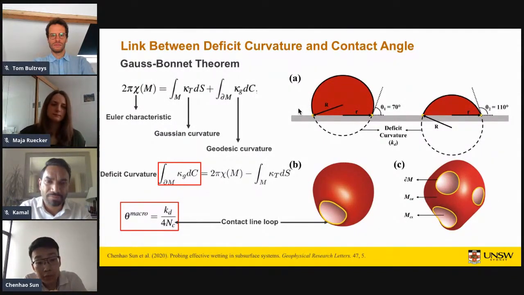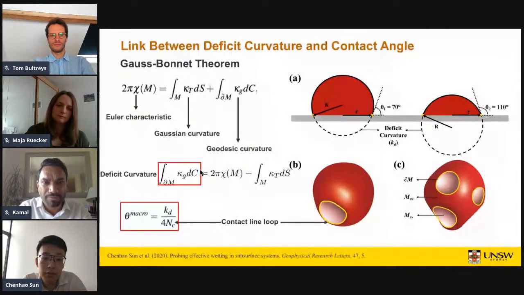For a multi-phase system, the Gauss-Bonnet theorem can relate the total curvature of a fluid interface to its topology as measured by the Euler characteristic. The deficit curvature is defined as the summation of the geodesic curvature along the contact line. It corresponds to a total angle of change along the contact line, based on the contribution to the total curvature of the fluid interface as a result of its topology due to the wetting behavior of the solid surface.